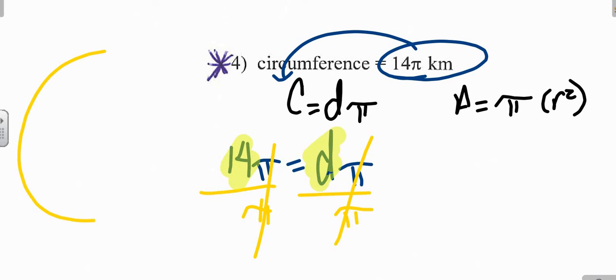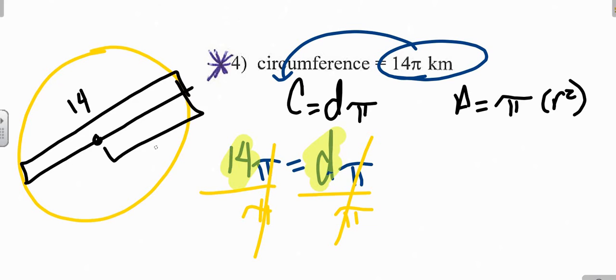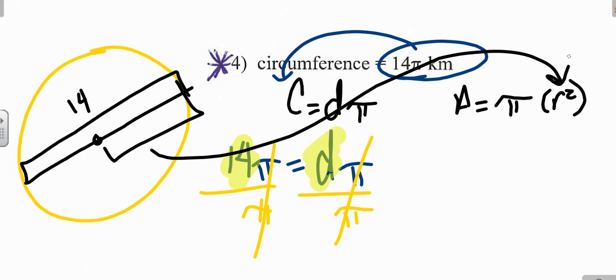You just draw a picture. It's always a good idea to draw a picture. That's the center of the circle. You just found out that your diameter all the way across is 14. Obviously, for area here, you need the radius. Keep it in pi form unless you're told otherwise.